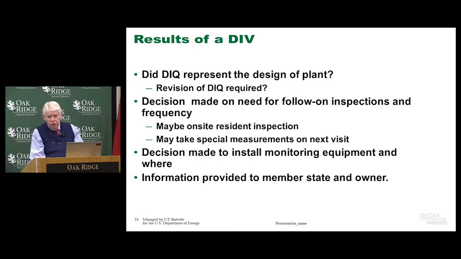So what are the results of a DIV then? First of all, did the DIQ itself represent the design of the plant? Are revisions to the DIQ required, or just clarifications that were written in the notes by the visitors? So you can get a more formal process where it is assumed that the DIQ itself has been incorrectly assembled, and we would require you to reflect this new change or these changes in the DIQ itself, so it remains in file at the agency.